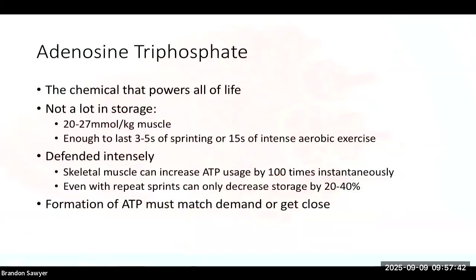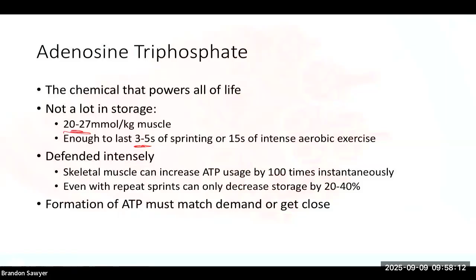A little bit more about ATP. This is the common currency of energy across all of biology. Almost all organisms use ATP to some extent to drive chemical processes, but we can't store a lot of it. This amount, 20 to 27 millimoles per kilogram of muscle, is only enough to last about 3 to 5 seconds of sprinting. So we burn it up super quickly.